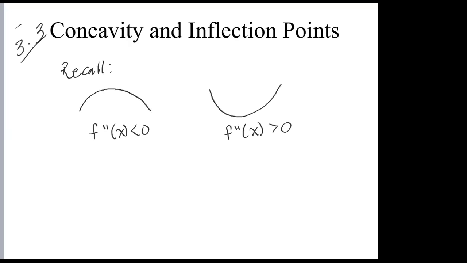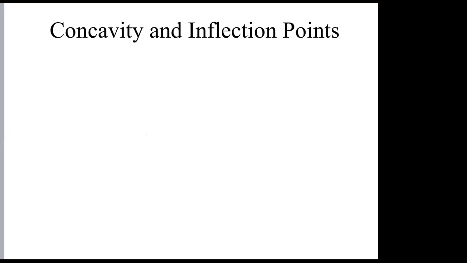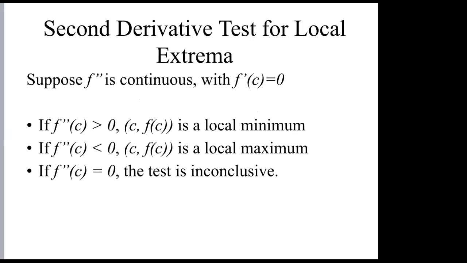We can actually use this to test for local max and min as well. We have one test, the first derivative test, that we've used to figure out if a critical point is a local max or a local min. We can use the second derivative as well in a different way to test if a critical point, at least a specific type of critical point, is a relative max or min. So let's talk about that. There's a test called the second derivative test for local extrema. And it goes like this.